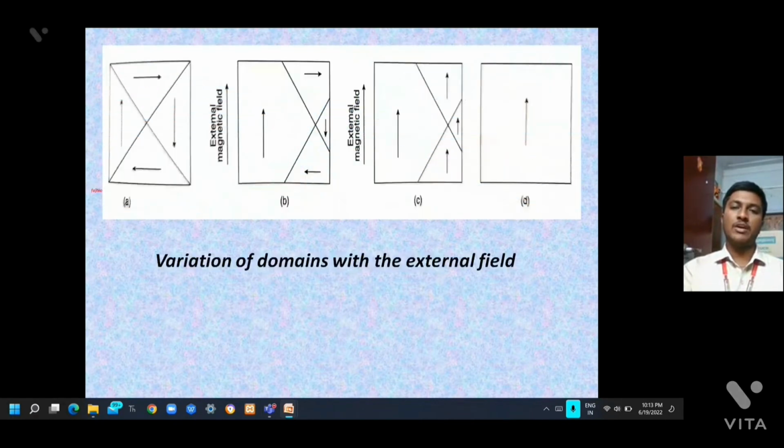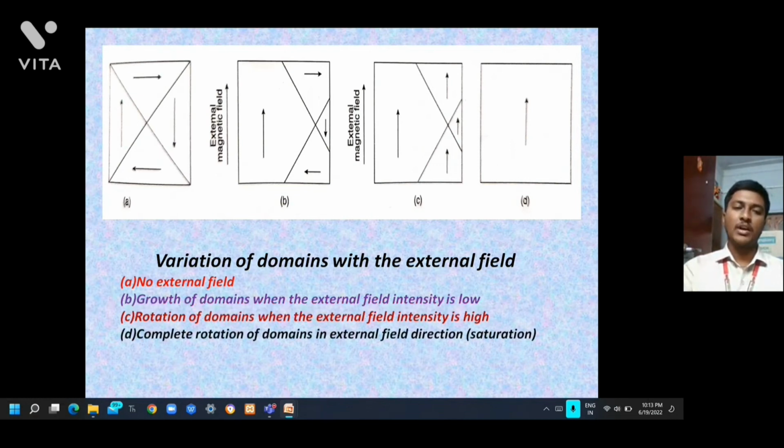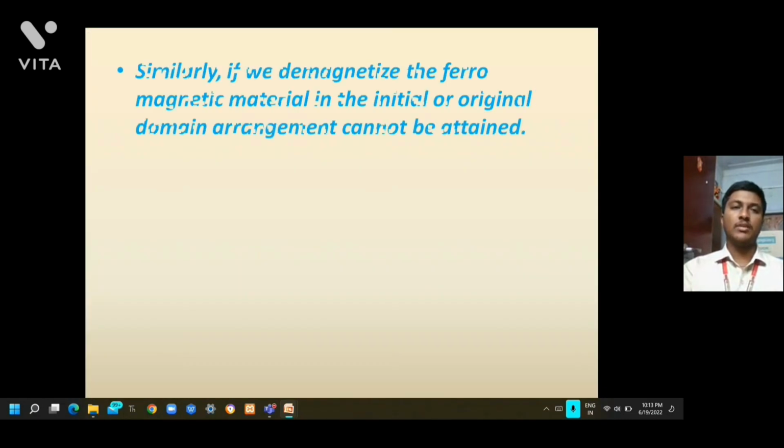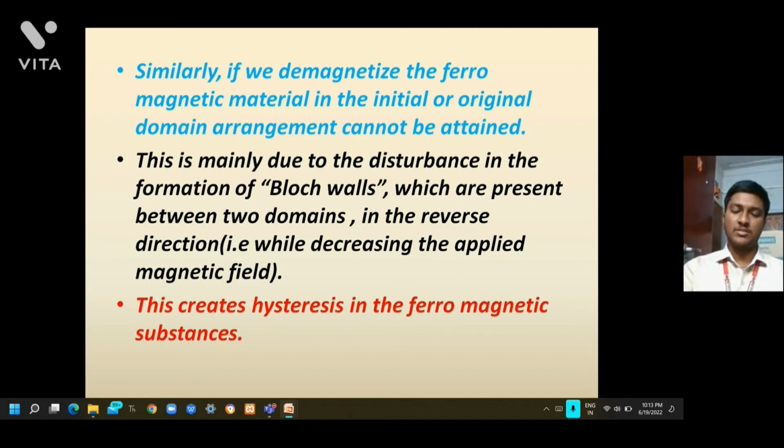And from the 4 cases we have studied: first one, in the absence of external field; second one, growth of domains when field intensity is low; third one, rotation of domains when intensity of the field is high; and then complete rotation of domains. If we demagnetize, we will not be able to get the original arrangement. This is due to the disturbance in the formation of block walls which are present between two domains in the reverse direction while decreasing the applied field. This creates hysteresis in the ferromagnetic substances.